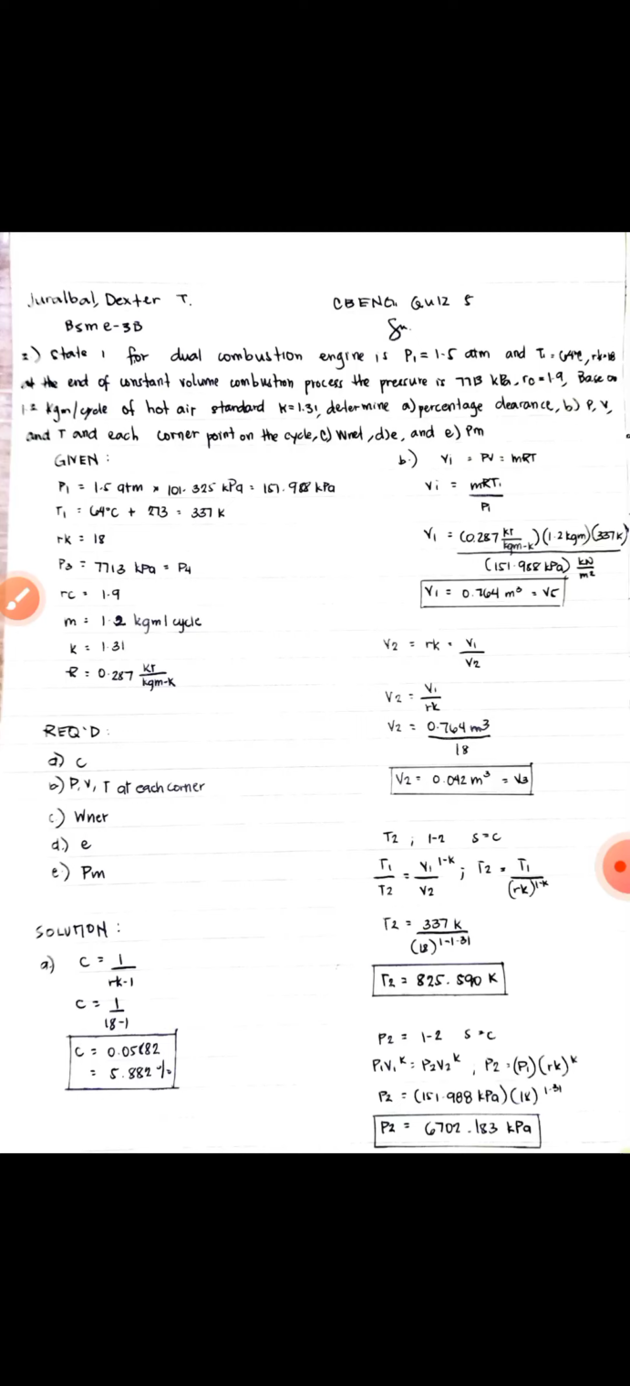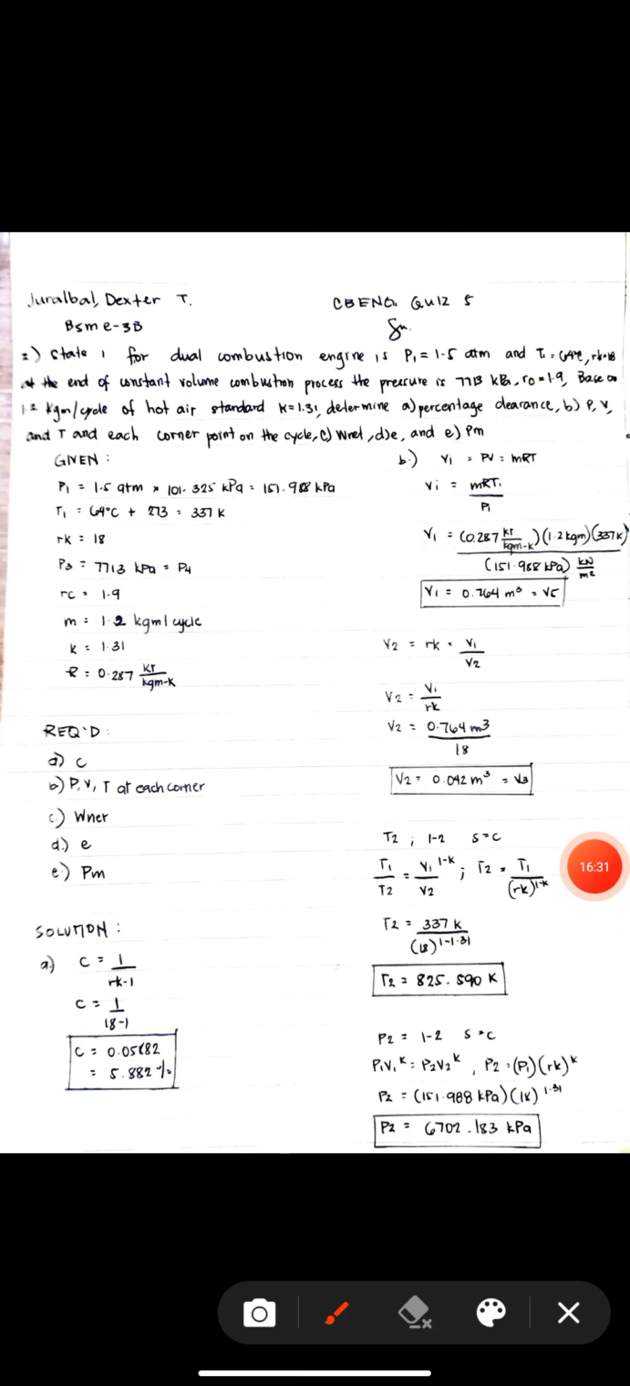For the T2 naman, 1 to 2 is S equals C. So, yung formula natin dito is T1 over T2 equals V2 over V1 raised to K minus 1. So, yung V1 natin over V2, alam naman natin na RK yan. So, T2 natin is equal siya sa T1 over RK raised to 1 minus K. So, T2 natin is equal siya sa 337 Kelvin over RK na 18 raised to 1 minus K na 1.31. So, yung T2 natin is 825.590 Kelvin.